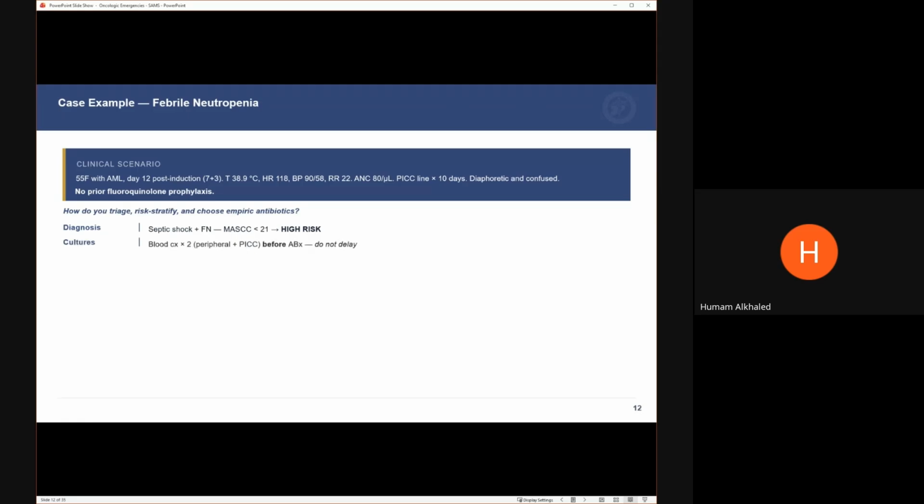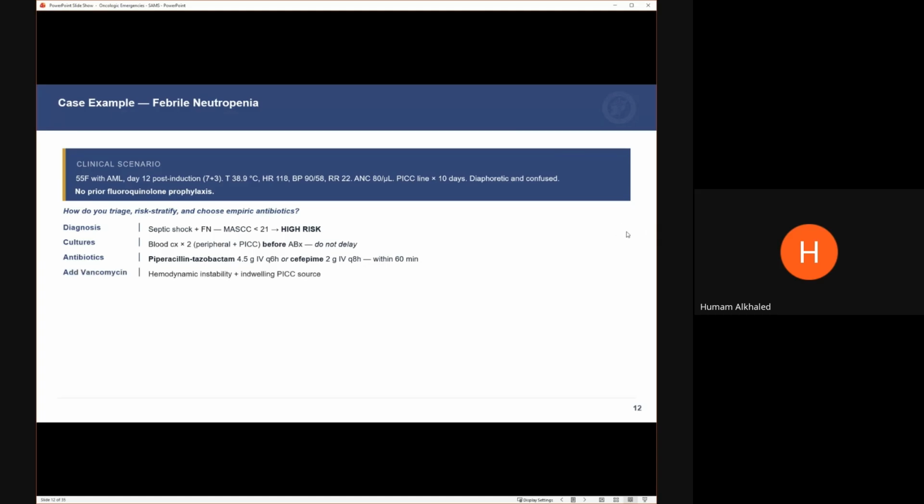Step 1 is to get 2 blood cultures, one from a peripheral vein and one through the PICC line, ideally before starting antibiotics, but we do not want to delay antibiotics to collect them. Step 2 is to start anti-pseudomonal coverage, with piperacillin-tazobactam, or Zosyn, 4.5 grams IV, or cefepime 2 grams IV within 60 minutes of presentation.